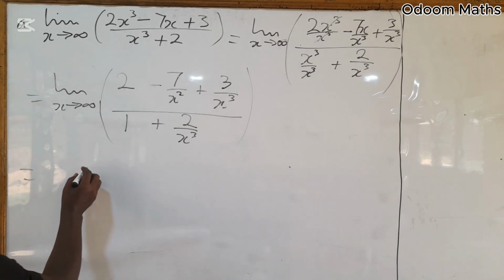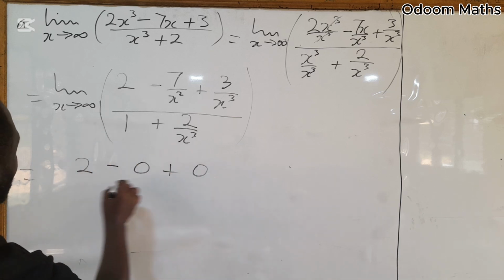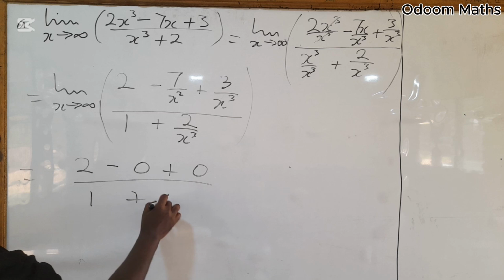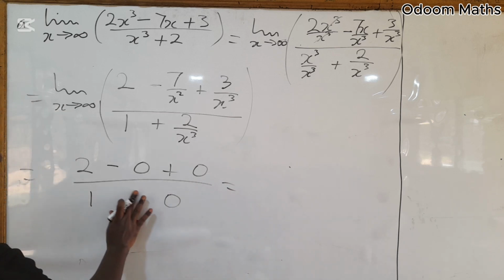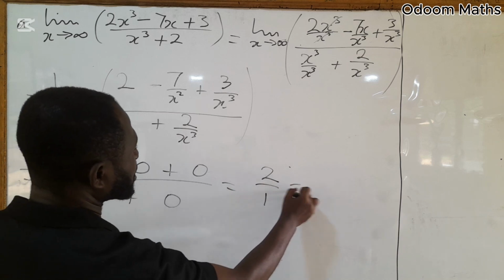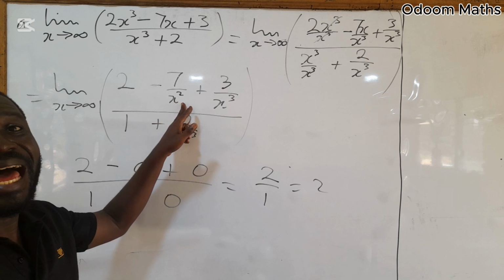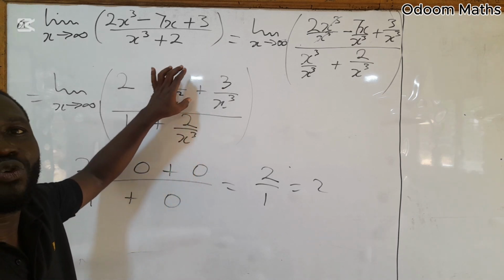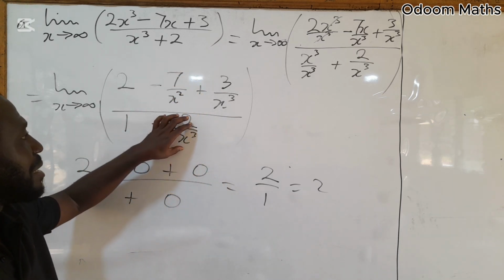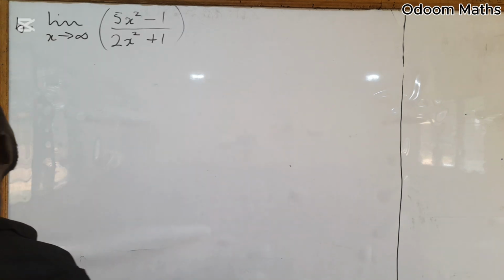So that is going to be 2 minus 0 plus 0 over 1 plus 0. Okay, so this is going to be 2 over 1, which is 2. Because as x becomes large, this will just be closer to 0. The same thing applies to this one. Okay, so let's look at this second example.